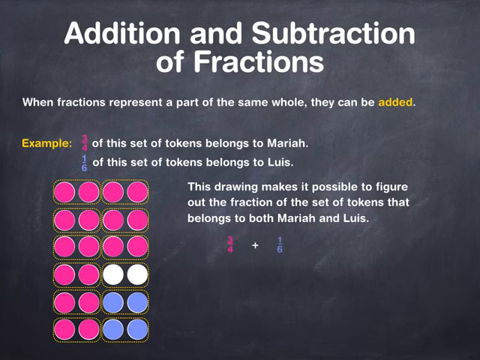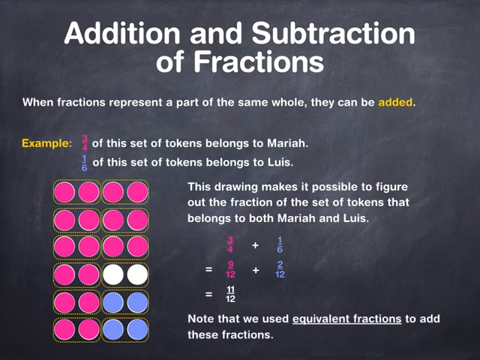Three-quarters plus 1/6 equals 9/12 plus 2/12. This is equal to 11/12. Note that we use equivalent fractions to add these fractions. 3/4 is equal to 9/12. 1/6 is equal to 2/12.